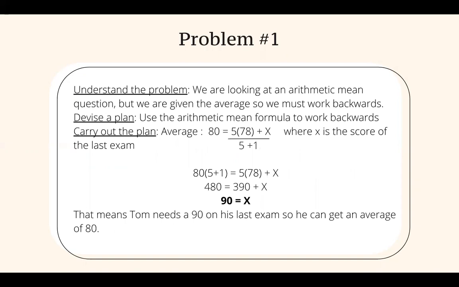80 equals (5 times 78 plus x) divided by (5 plus 1). X is a variable we need to solve for because it represents the score of the last exam. We multiply both sides by the denominator to get rid of the fraction. On the left side, we have to first add 5 plus 1 and then multiply by 80. On the right side, we have to multiply 5 by 78. Lastly, we subtract 390 from both sides to get our answer. X equals 90. So Tom needs a 90 on his last exam so he can get an average of 80.